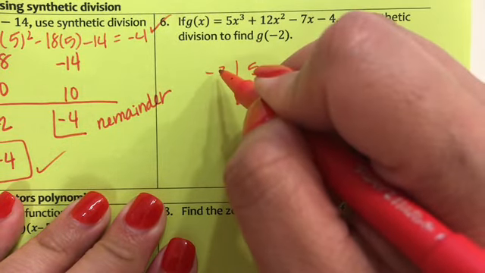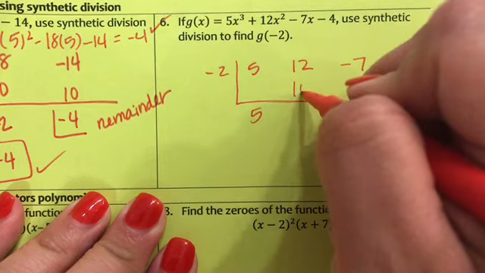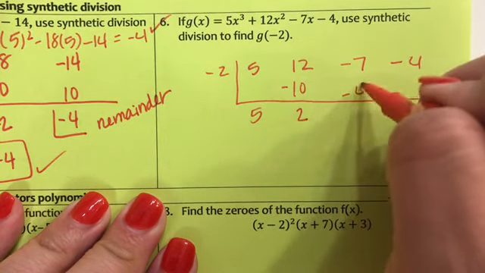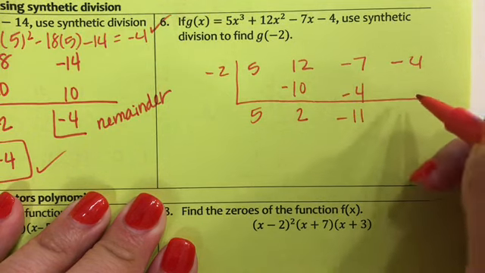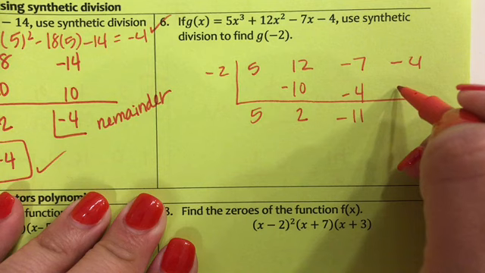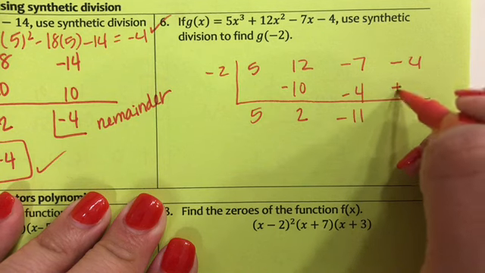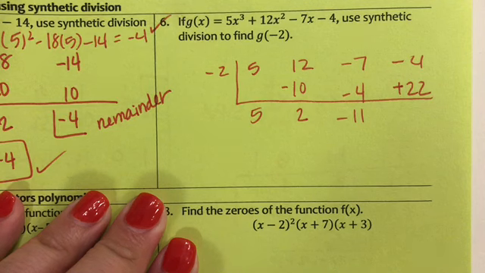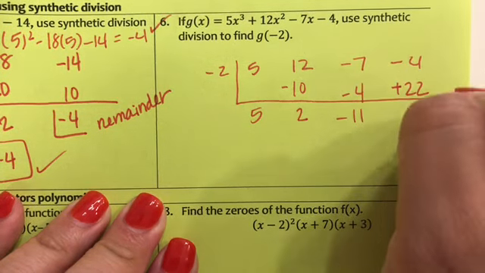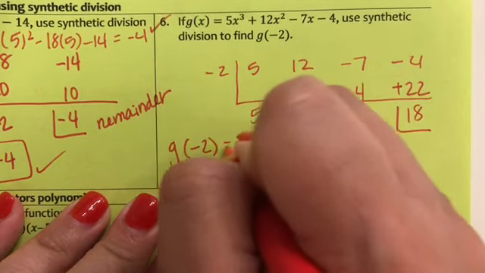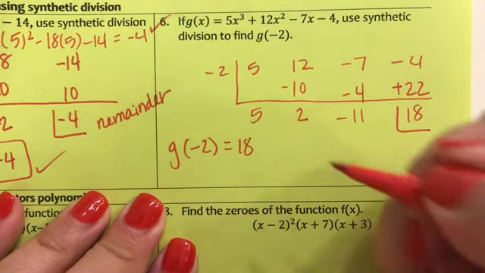I'm going to multiply negative 2 times 5, which is negative 10. I'm going to get 2. That's going to be negative 4, negative 11. And then 2 times negative 11 is positive 22. I'm going to subtract 4 from that, and I'm going to get 18. So g of negative 2 equals 18.